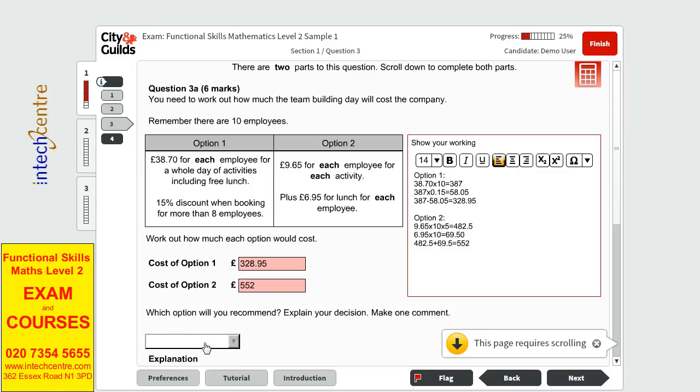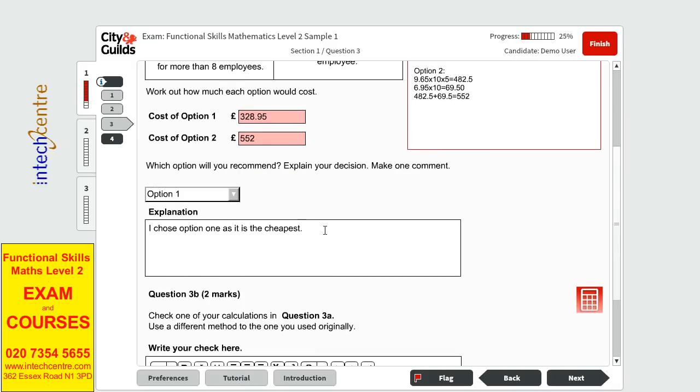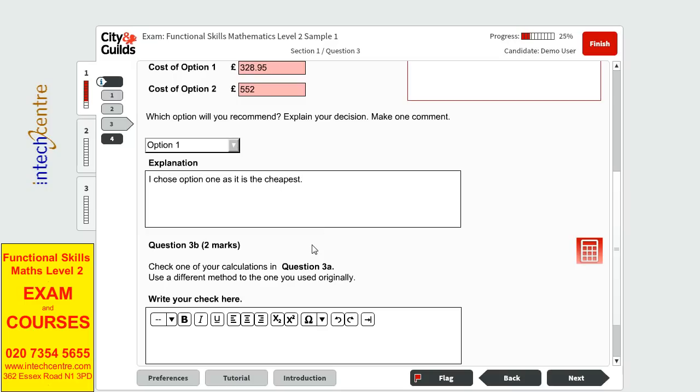Which option will you recommend? Explain your decision, make one comment. So definitely option 1, because it's cheaper. I chose option 1 as it is the cheapest. And that's about it. Now this question is done.